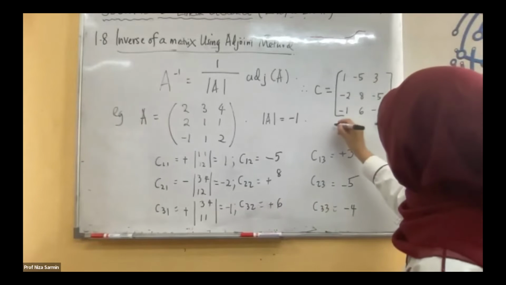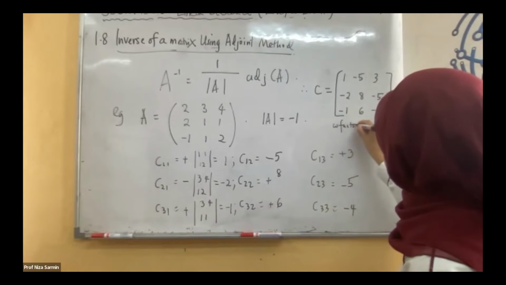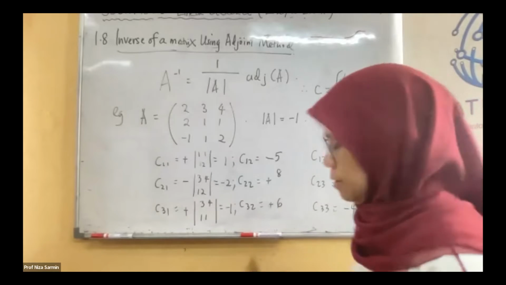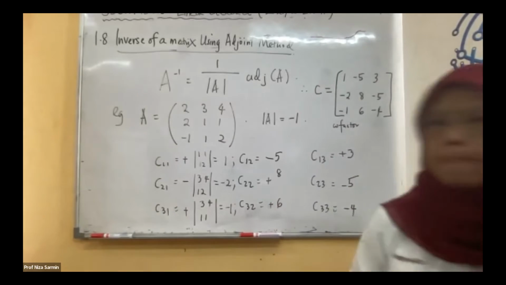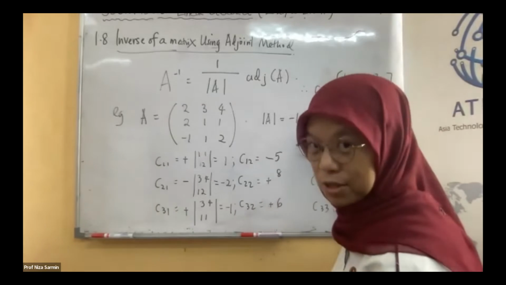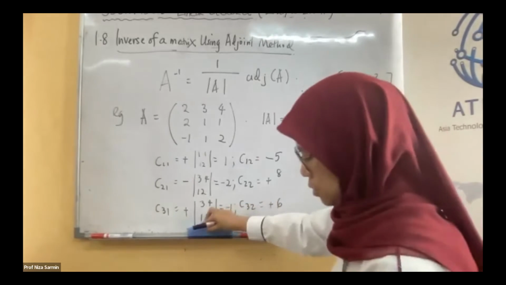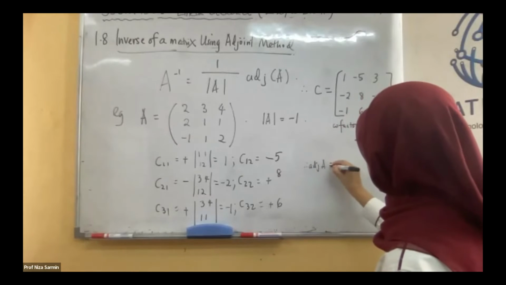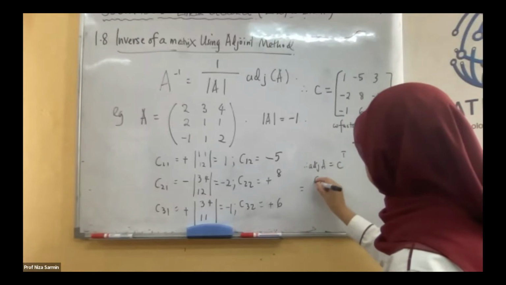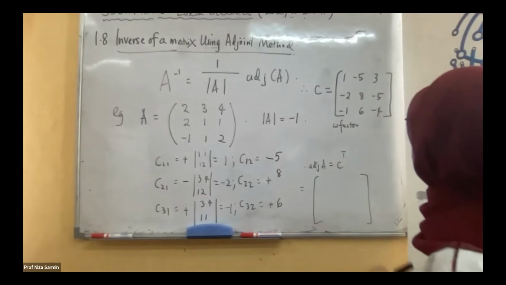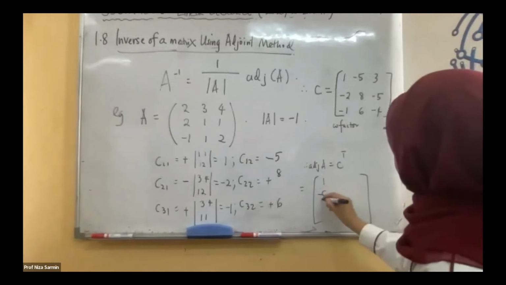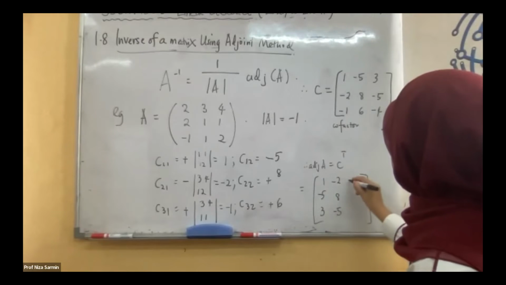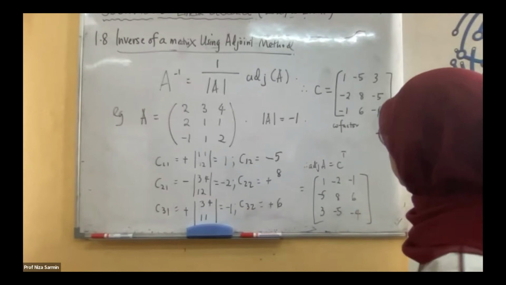Okay, this is the cofactor matrix. Okay, so your adjoint is the transpose. Okay, so adjoint A is C transpose. Just transpose. 1, negative 5, 3, negative 2, 8, negative 5, negative 1, 6, negative 4.